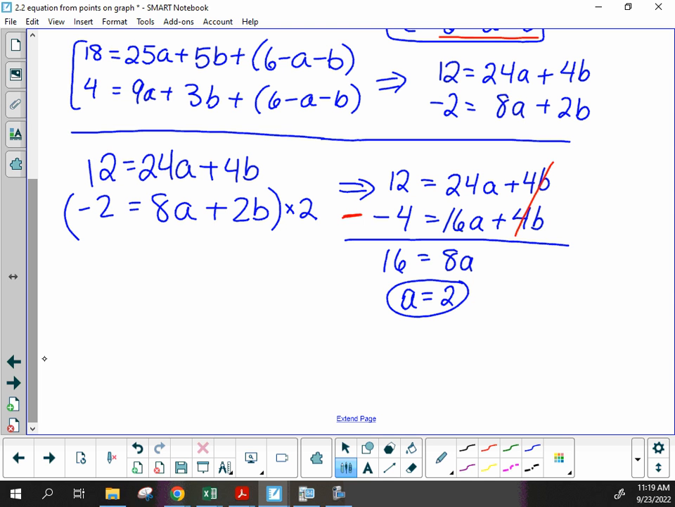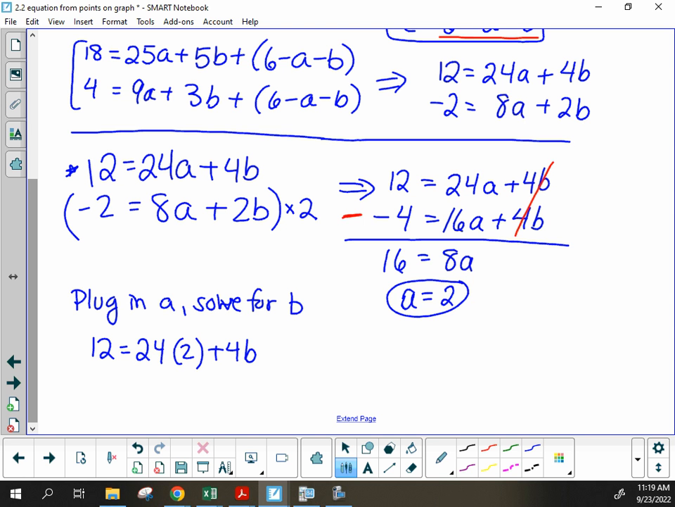Now we're going to plug in A and solve for B. So we are sort of limited on what equations we can work with right now and limited on what we can find. The only thing we really can find next is B. So we're going to plug in A, solve for B, using an equation that has just A and B. So we've got a lot of options. I'm going to use this one right here. This 12 equals 24A, 24 times 2 plus 4B. When we get B all by itself, we end up getting just -9. Go ahead and work through that. Please reach out if you have questions about where that value is coming from.